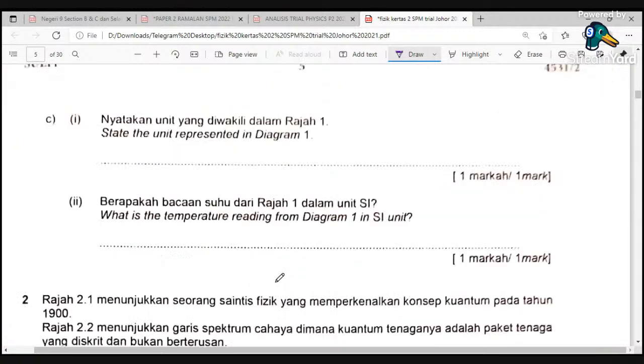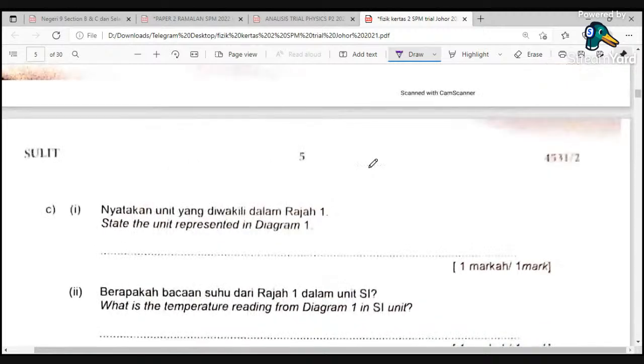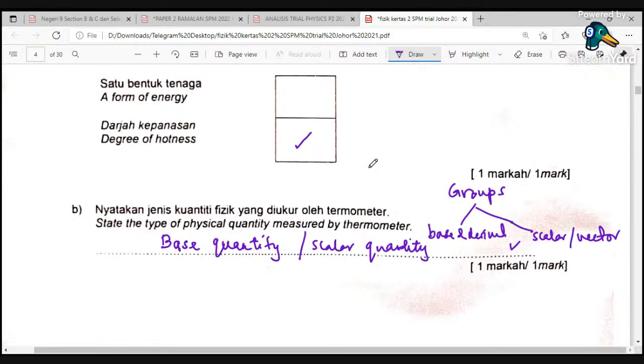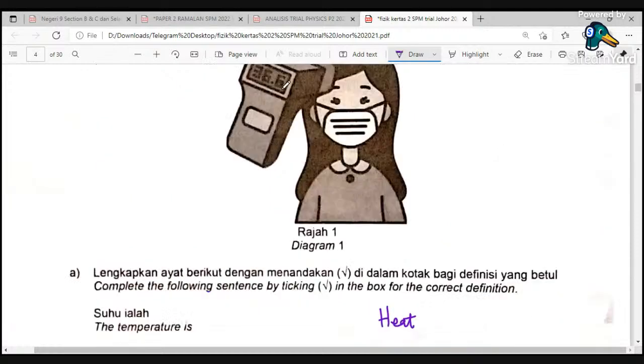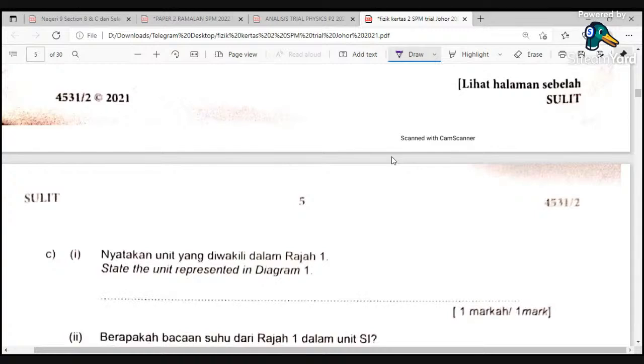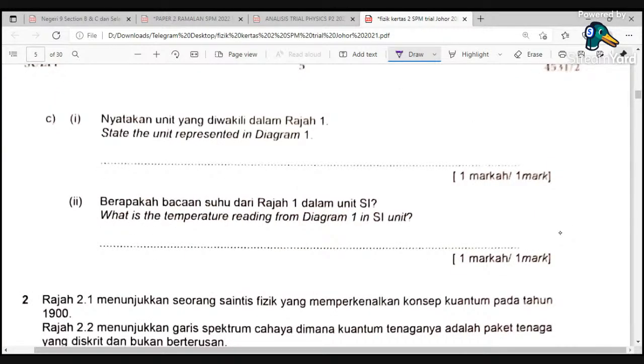Okay, C1. State the unit presented in diagram 1. The unit is the temperature unit. For 36.6, what is the unit? This is degrees Celsius. You can write this one, or you can write Kelvin, because the one displayed on the thermometer is 36.6 degrees Celsius. You write down the unit.